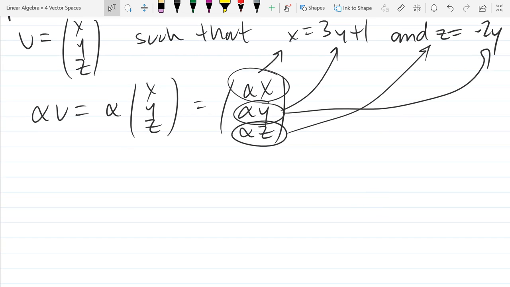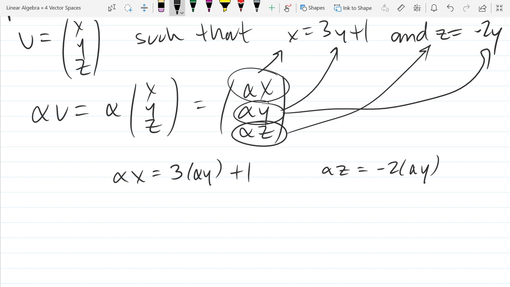Let's go ahead and check that. So first one is alpha x equals 3 alpha y plus 1. And our second equation will be alpha z equals negative 2 alpha y. So I'll work on that second equation first, the alpha z equals. I'm going to rearrange the terms on the left. So it's alpha times negative 2y. And now, as long as alpha is not 0, we can divide by it. So that means z equals negative 2y. So that's the same equation, still true. So that one works.